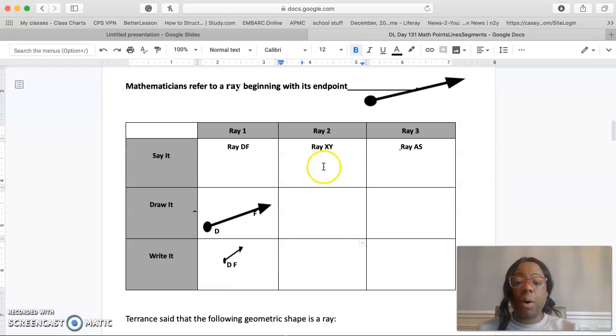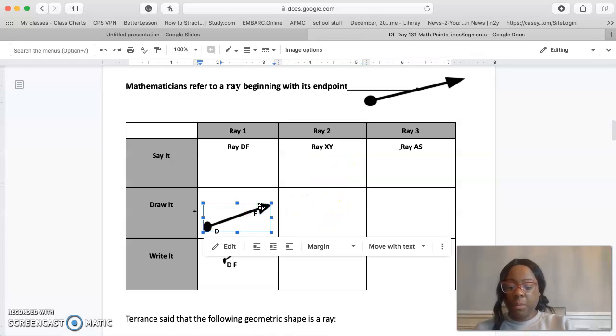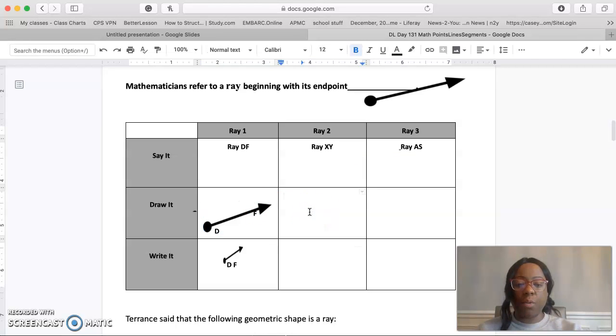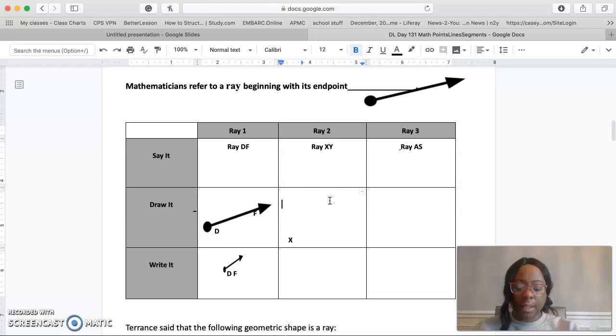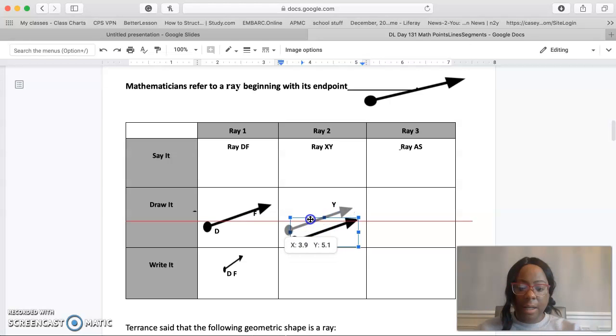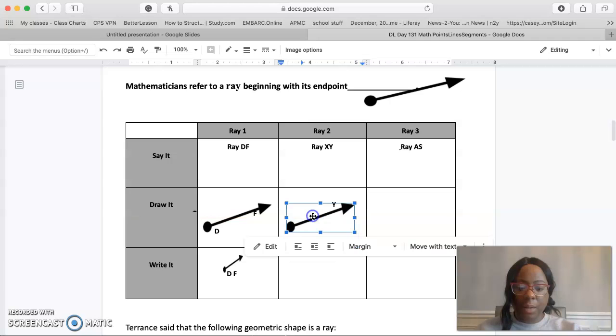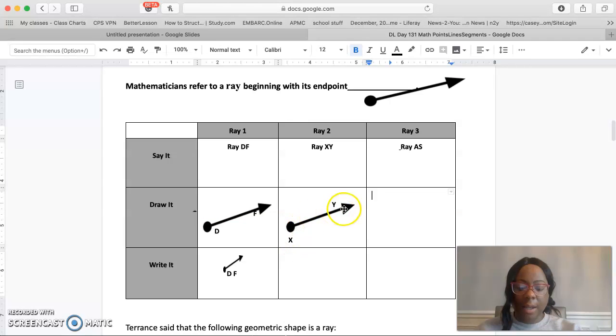All right, so let's go on to the second one. When we're moving along to the second one, we would say ray X, Y. So we'd start at the ending point with X. Move that over a little bit, make it a capital X. And then we're going to go right here and we're going to say Y. It'll probably be somewhere right here, capital Y. Now let's go ahead and put this in there and move it around. So now we have ray X, Y.